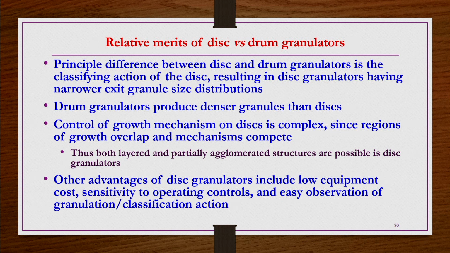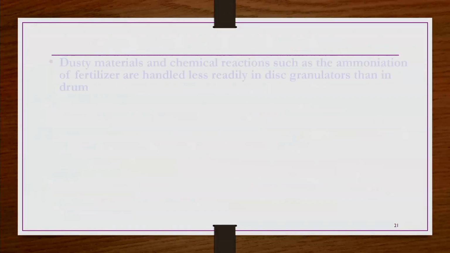However, the disk granulator has several advantages, which include low equipment cost, sensitivity to operating variables that is under control, and easy observation of granulation and classification action. One can easily observe the granulation process as well as the classification action, so that if anything goes wrong, one can take the necessary remedial action immediately.